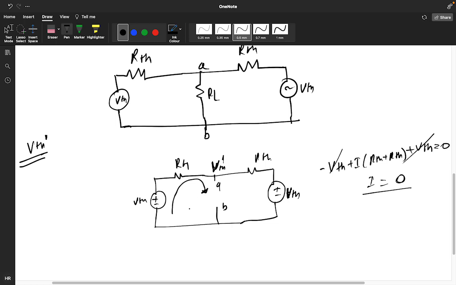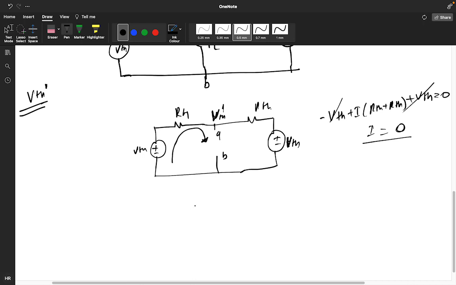If you apply the nodal analysis, I value is 0, then VTH dash will be how much? Applying the nodal analysis like this, VTH dash will come as minus VTH plus 0 times RTH plus VTH dash equals 0. So VTH dash is coming as VTH only. So you get the value of your new VTH.